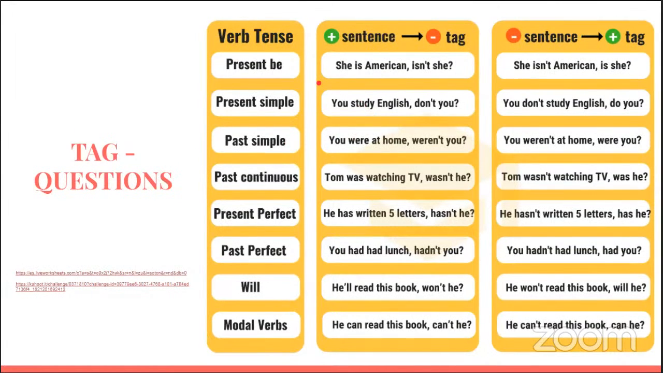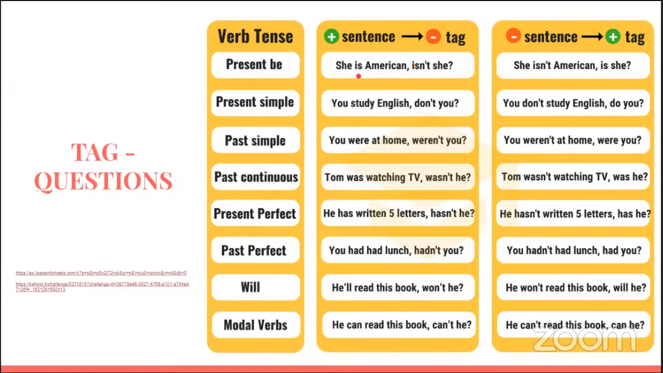And well, we said that to form a tag question, we need to have a statement and then the question, right? It's basically like asking 2 times to be sure. So she is American, comma, isn't she? When my sentence is affirmative, my tag must be negative. And here, how can I tell about the time?